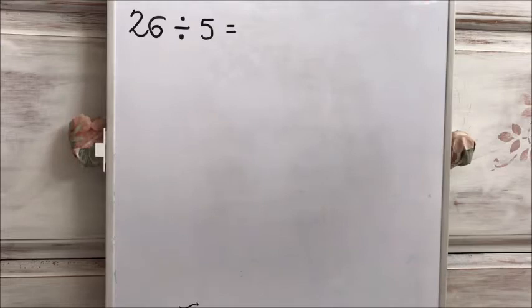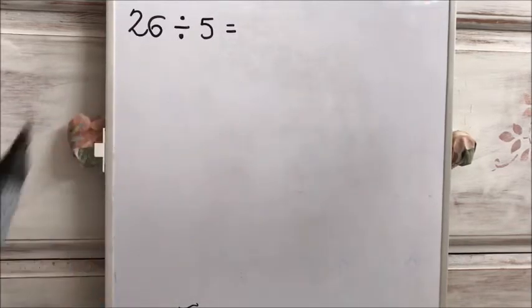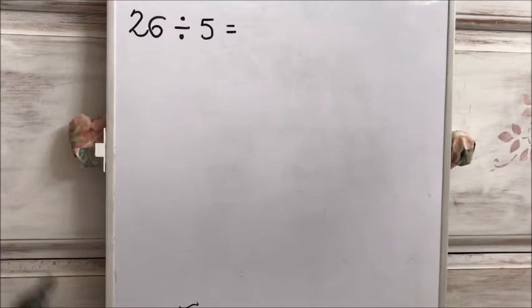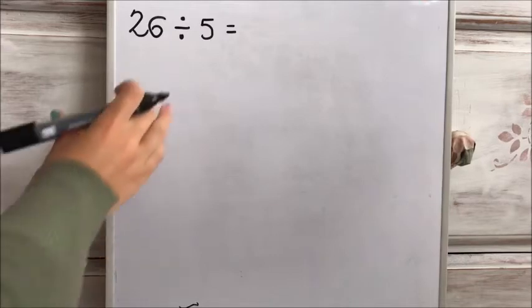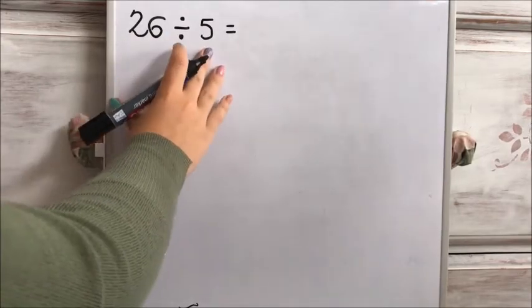So today I'm going to be showing you how to do bus stop method. We'll start by doing a very simple number, a nice small one, and then after that I'll do a slightly more complicated one with you so you know how to tackle any type of problem. So we'll start with a simple one. We have 26 divided by 5.